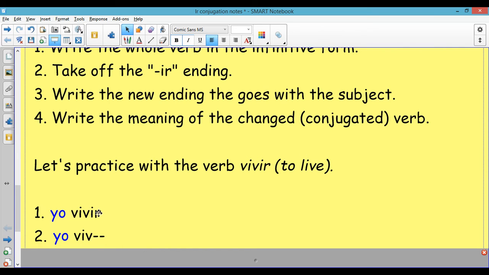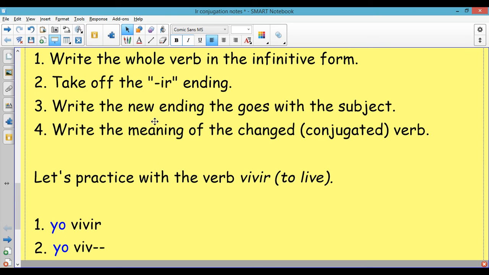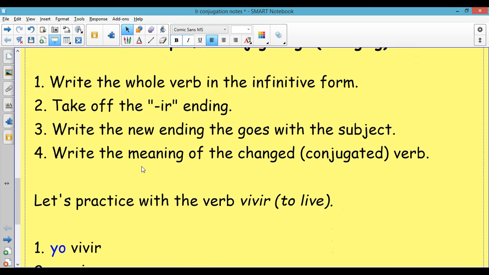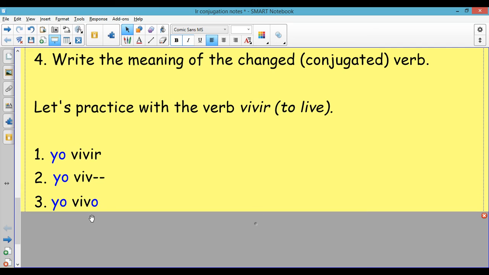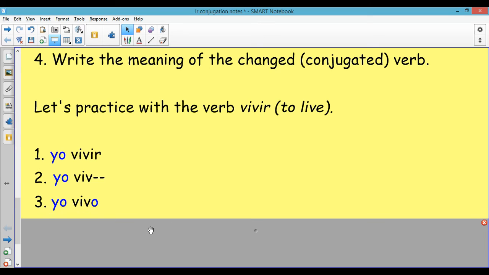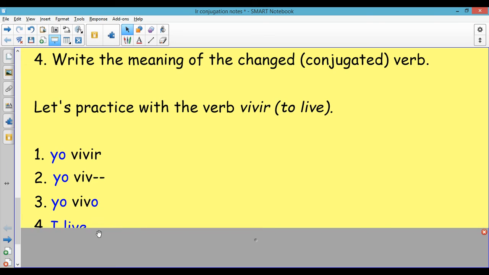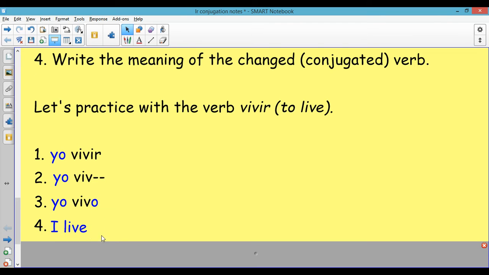So here's the two spots for the IR. I took it off. Now I'm going to put the ending that goes with the subject. What is the ending for yo with an IR verb? O. Yo vivo. Lastly, I am going to write the meaning of the changed verb. Yo vivir is to live. I took off the IR. I added the O. Yo vivo, it means I live.